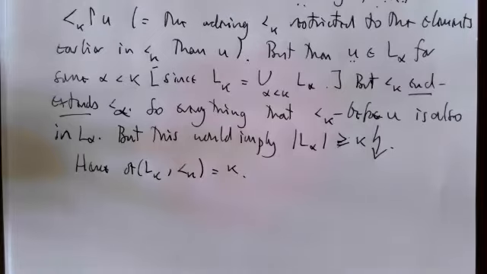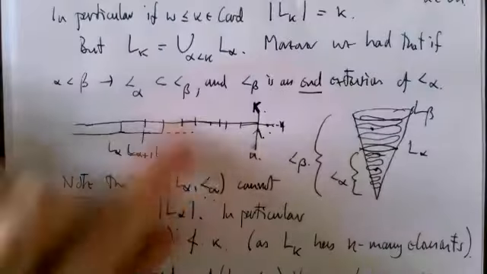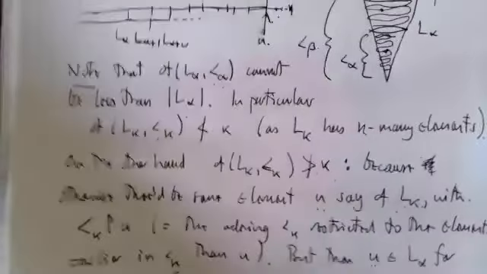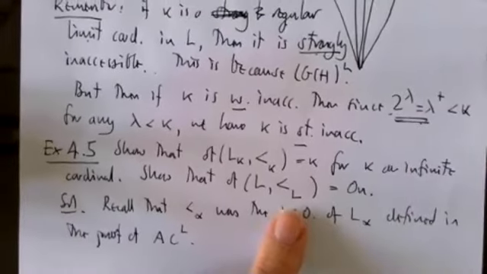Any questions at this point? Okay. Where are we? I've lost the question. It also asked about the order type of the whole ordering.